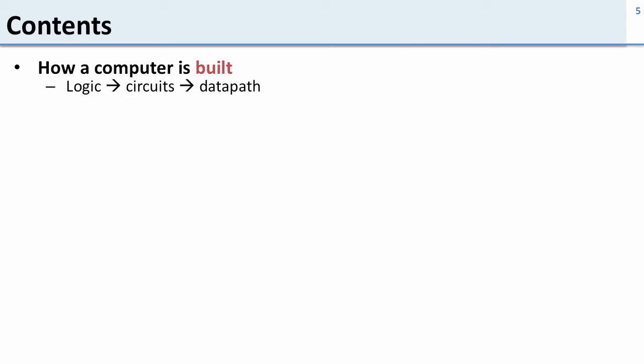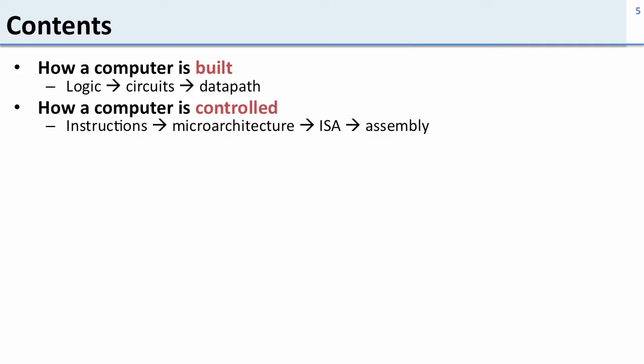So what are we going to cover in this class? We're going to start out with how a computer is built. We're going to cover information on how you build logic, how you take the logic, put it together in circuits, and from that you build a data path, and the data path is where the data moves through the processor and does interesting stuff. We're also going to talk about how a computer is controlled. And this focuses on the microarchitecture, so the stuff going on inside the computer that controls what's happening. And the microarchitecture is controlled by instructions, and we write instructions using assembly language or an instruction set architecture. So we're going to cover those parts of how you control a computer.